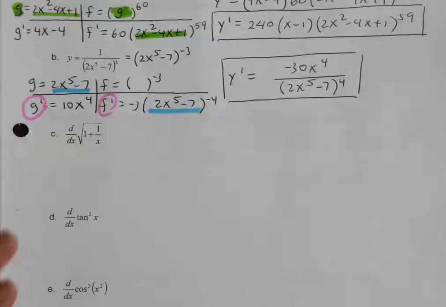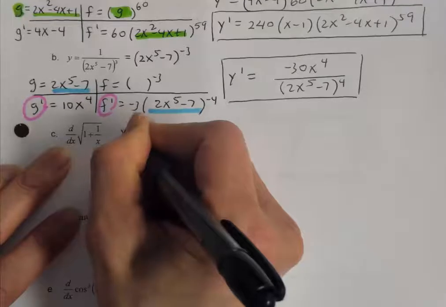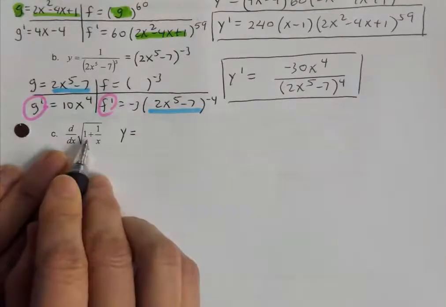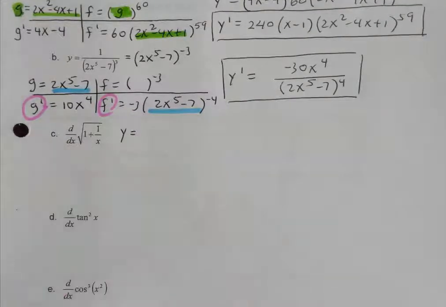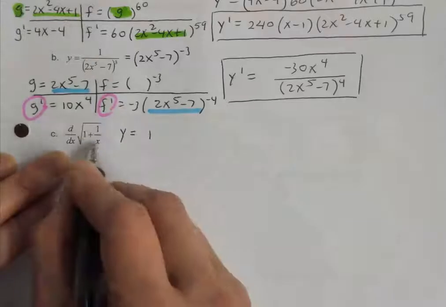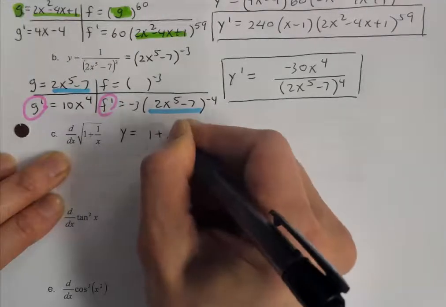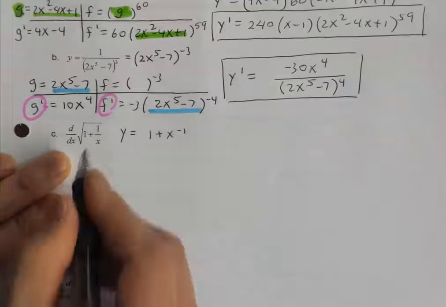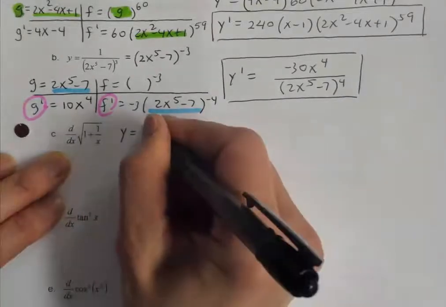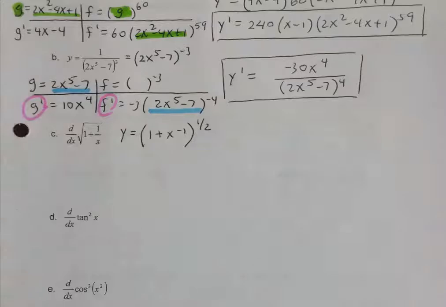All right, how about this one? How can we rewrite it? So I'm going to rewrite it as y equals. So first of all, rewrite everything so it's easy to take the derivative. What can we do there? Okay, rewrite this. What's 1 over x in a friendly form? X to the negative 1, and then instead of having a square root, I'll want it as what? To the 1/2 power. Yep, just like that.